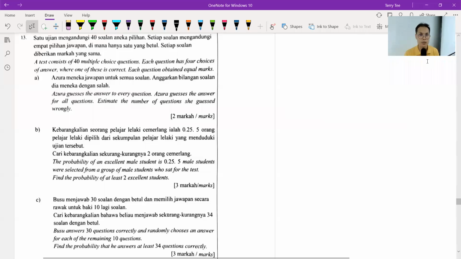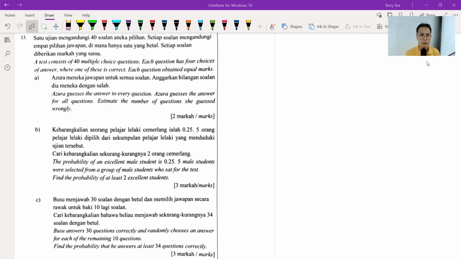Okay, let's move on to question 13. This is from the chapter binomial distribution, probability distribution. Specifically, this is binomial. So here we have a test that consists of 40 multiple choice questions. Each question has 4 choices. Azura guesses the answer to every question, right? So estimate the number of questions she guessed wrongly.